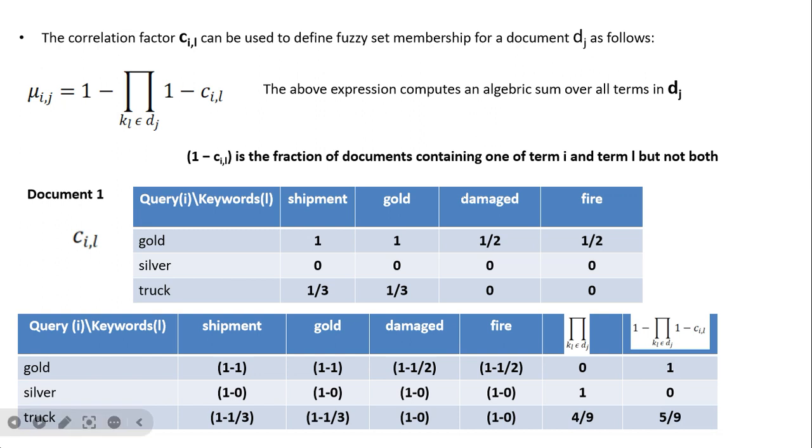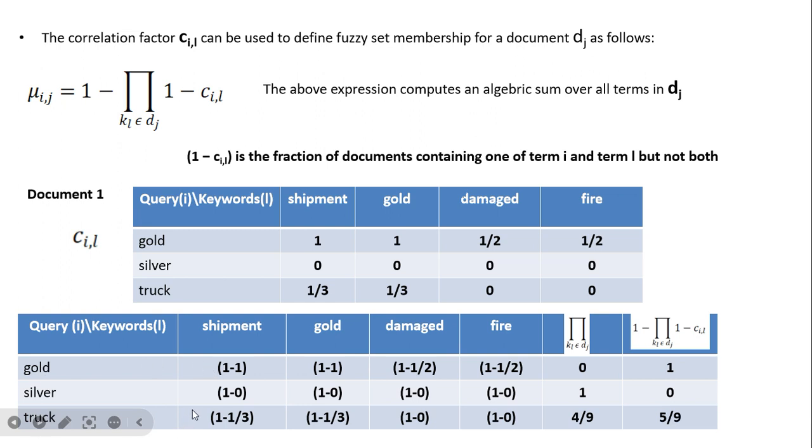So when we subtract 0 from 1, we get 1. In this way we find that gold is present in the document, so the membership value we get is 1. Next, silver: 1 minus 0, 1 minus 0, 1 minus 0, 1 minus 0. All values are 1, so the product is 1. But when we subtract it from 1, we get 0, because the silver word is not present, therefore we get the membership value as 0.